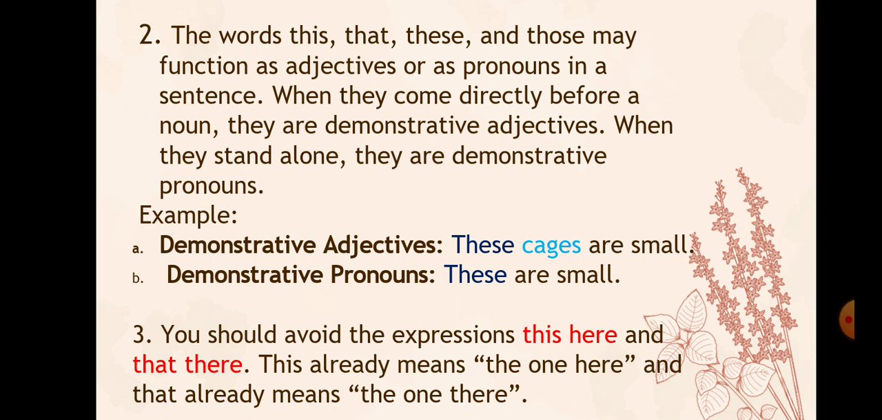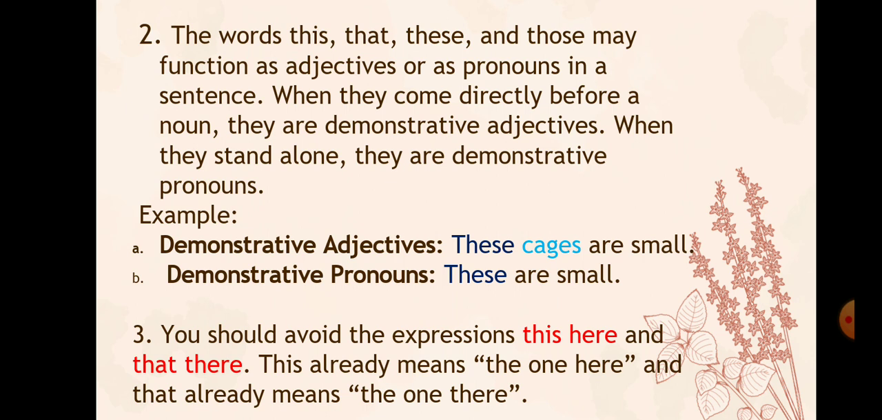sentence. When they come directly before a noun, they are demonstrative adjectives. When they stand alone, they are demonstrative pronouns. Again, if you have a demonstrative pronoun that is close to a noun or near a noun, it's no longer a demonstrative pronoun. It becomes a demonstrative adjective. If they are alone, they are demonstrative pronouns.